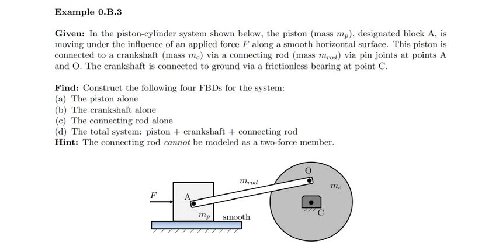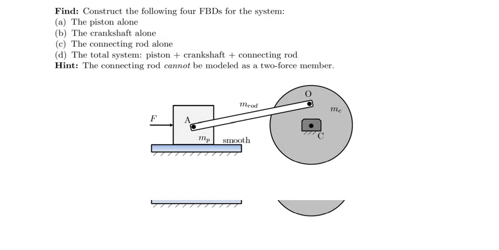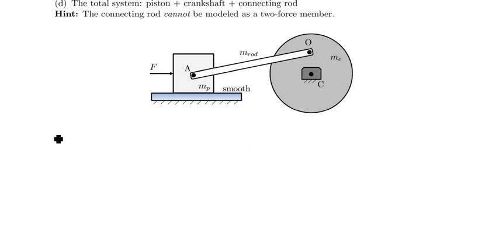And we're asked to construct free body diagrams for four different variants of the system. That is the piston alone, the crankshaft alone, the connecting rod alone, and the total system of the piston plus crankshaft plus connecting rod. And as a hint, I tell you in this problem that the connecting rod cannot be modeled as a two-force member. Okay, so with that in mind, let's go ahead and sketch out these free body diagrams.